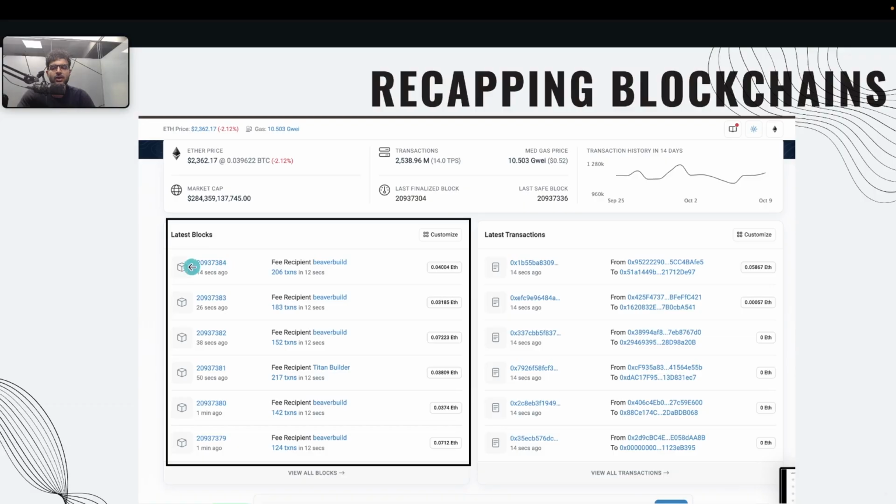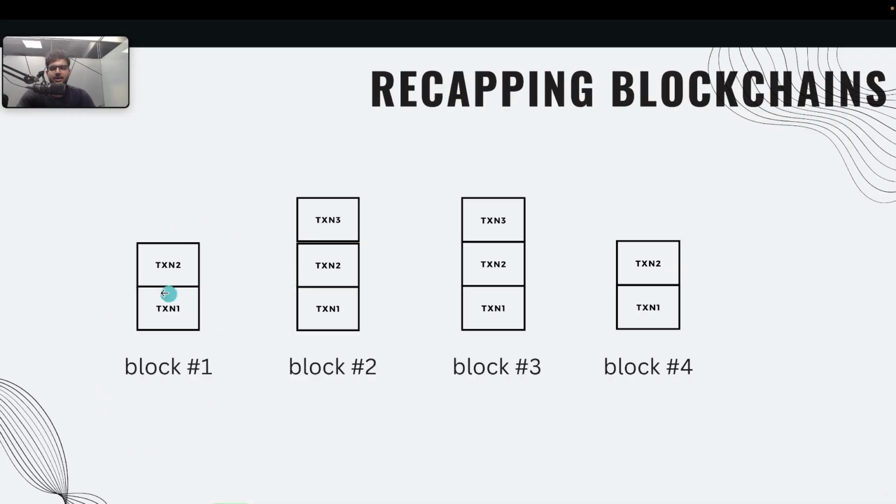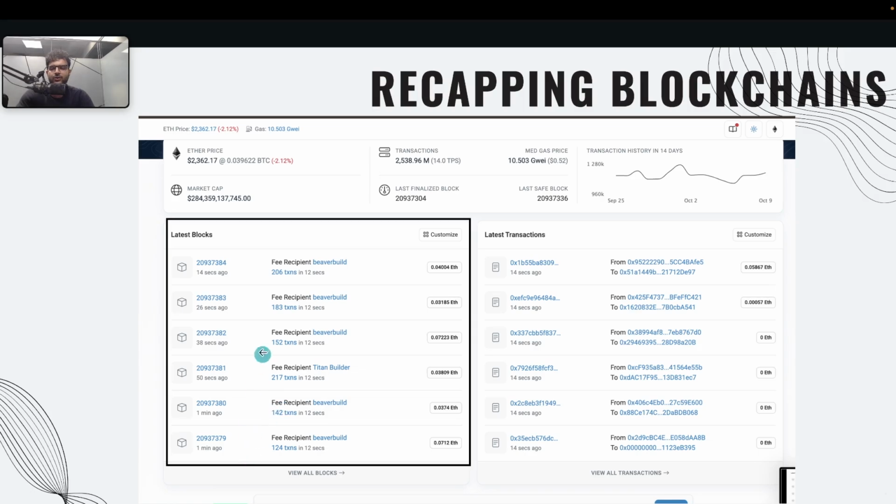So this is the total number of blocks that have been mined until now. Can you see this block has 206 transactions inside it? Here I created a smaller picture. Block 1 only had 2 transactions, block 2 had 3 transactions. In actuality, as you can see, each block has closer to 100, 150, 200 transactions sometimes.